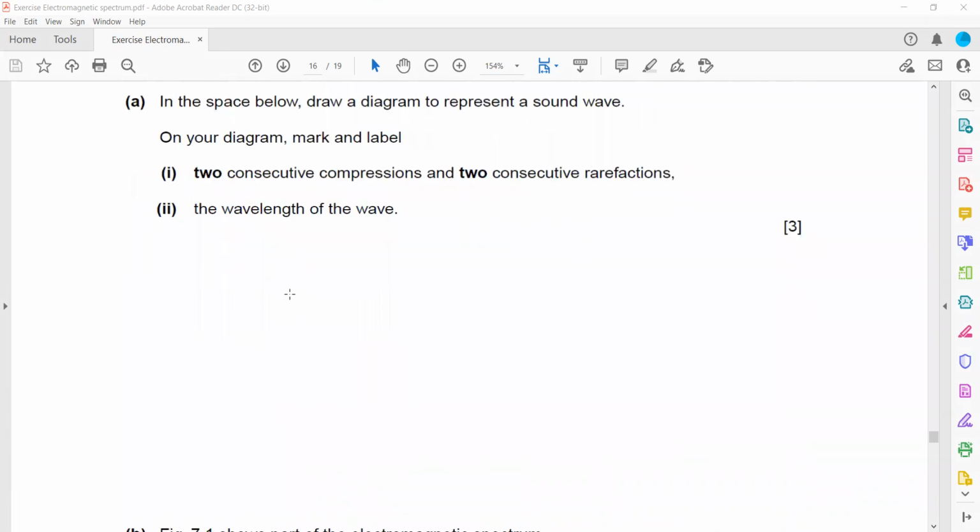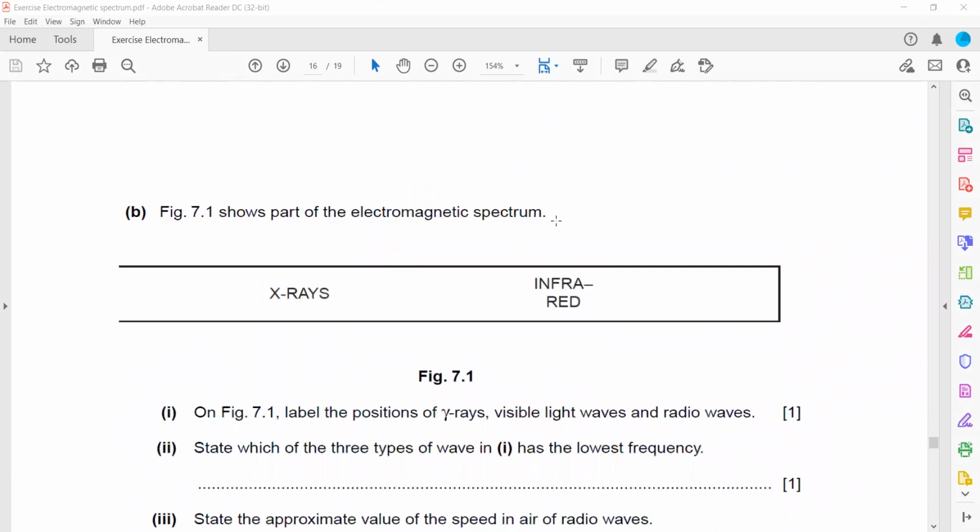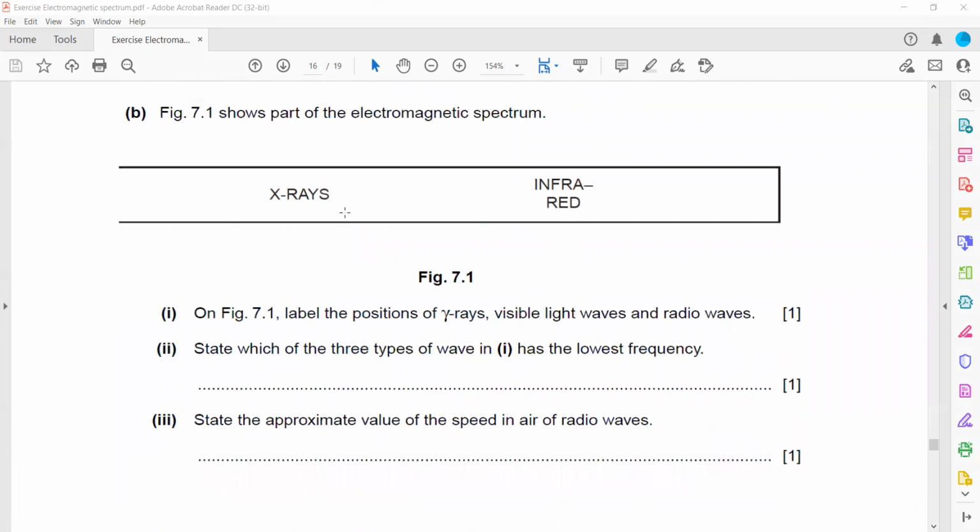This is related to sound, consecutive wavefront. Part B: on the figure, label the position of gamma, visible and radio. So where will we find gamma? Gamma is before X-ray, with higher frequency, and then visible. Ultra is there, but we don't have to write ultra. We have to write visible, so here we can find visible. Infra is there, and after infra, micro, and after micro we'll have radio.